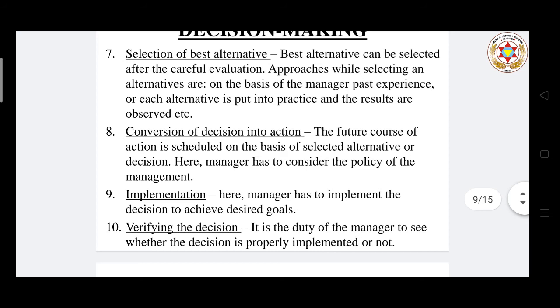The eighth one is conversion of the decision into action, means the further course of action is scheduled on the basis of selecting the alternatives or decisions. Here the manager has to consider the policy of the management. The ninth one is implementation. Here the manager implements the decisions to achieve the desired goals. And the last one is verifying the decisions. It is the duty of the manager to see whether the decision is properly implemented or not.